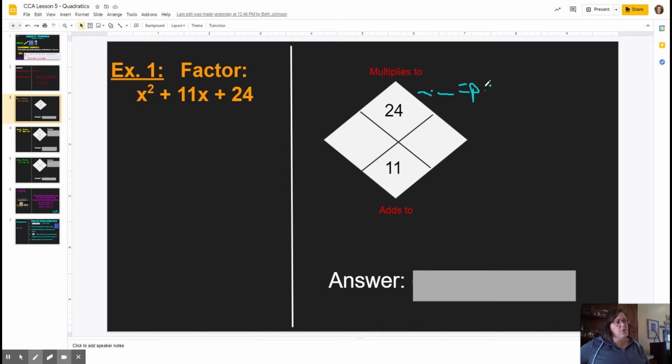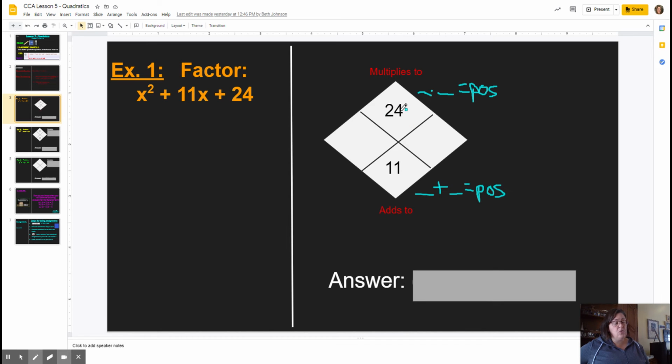And I need two numbers that add up to a positive. Some number plus another number is going to equal a positive number. That's key because sometimes we need to recognize that we're going to need two negative numbers in here, or we might need one of each. So again, then you think of the factor pairs.